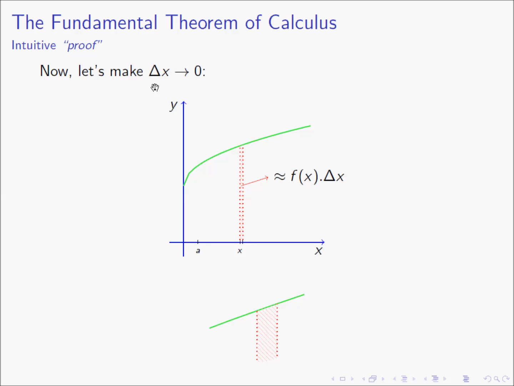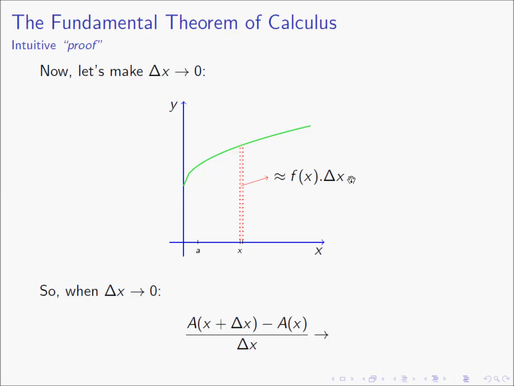So we see that as delta x approaches 0, this difference here in the numerator of the limit that we used to calculate the derivative approaches this area of a rectangle that equals this product. So we know that the numerator approaches this, so the quotient approaches this, and we can cancel the delta x and get that this equals f of x. So that's the intuitive justification of this theorem.